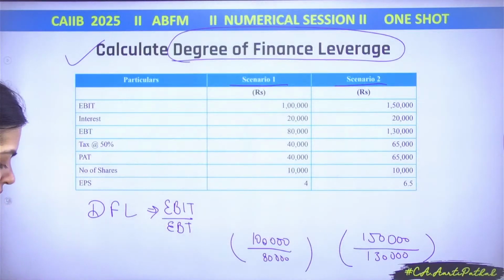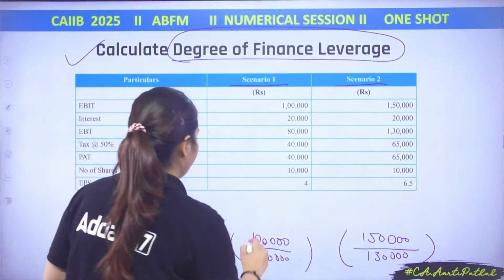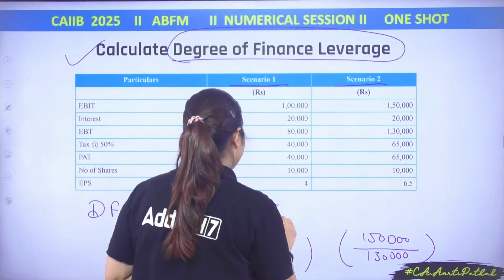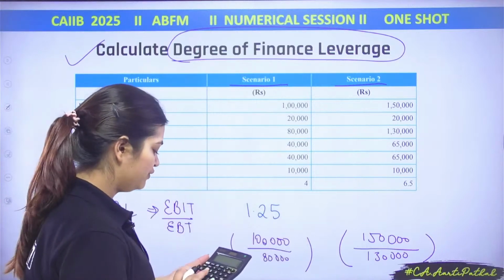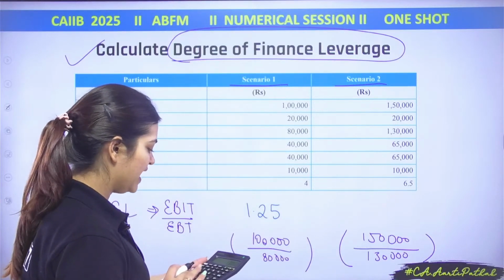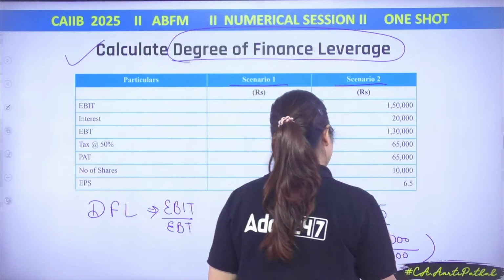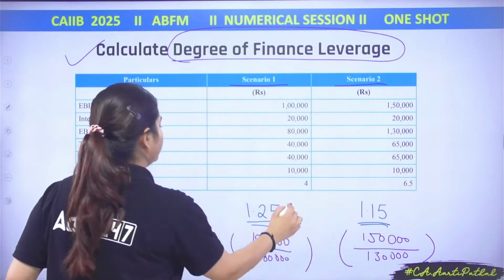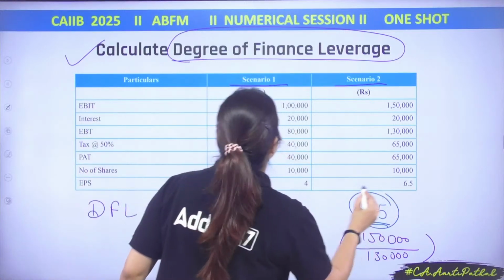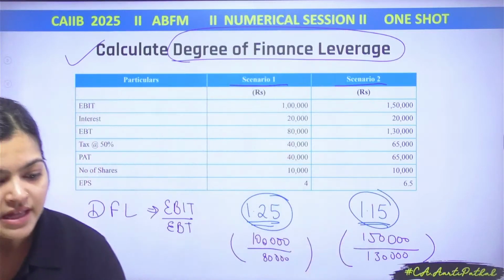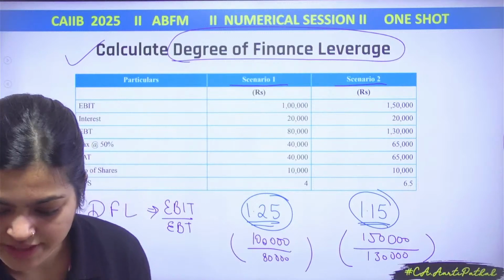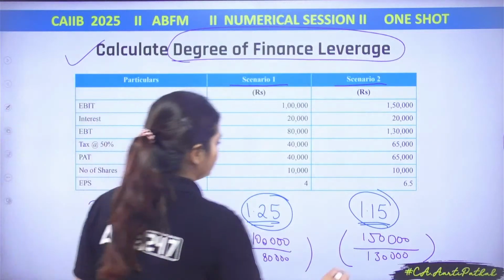One lakh divided by 80,000. Yes, very good. This is your 1.25 times, and scenario 2, 1,50,000 divided by 1,30,000, that is going to be 1.15 times. So the correct answer is 1.25 for scenario 1, and for scenario 2, that is your 1.15. This one is easy one.